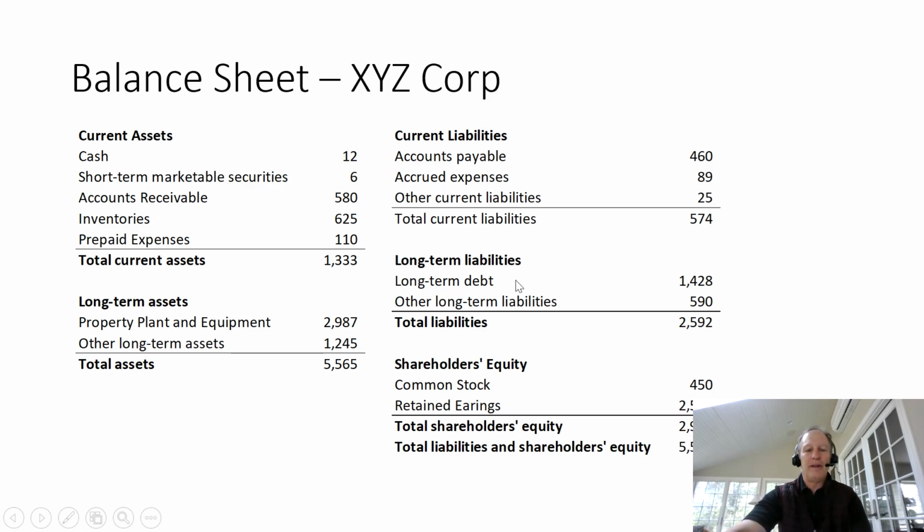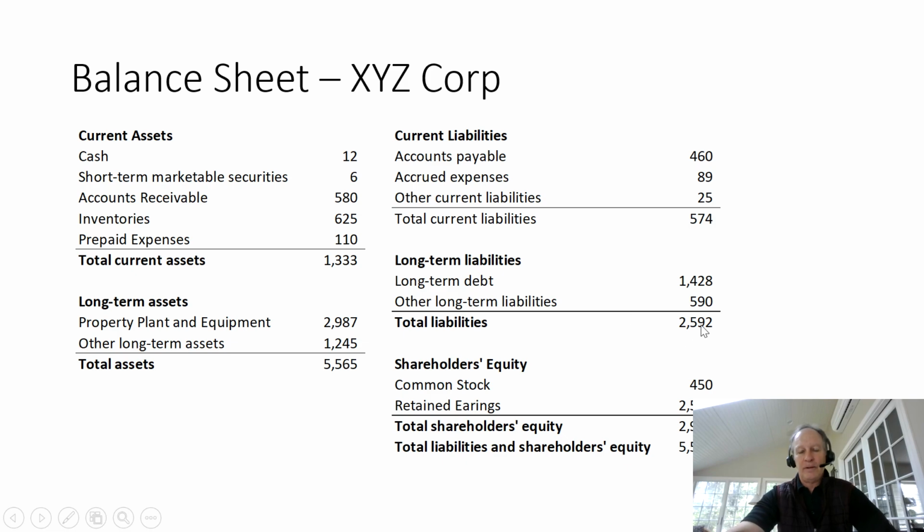Then you've got long-term liabilities, long-term debt. These are bonds or even bank loans that extend beyond a year. Other long-term liabilities, those are in there too. Those could be leases, things like that. Lease payments that you owe. So you've got all that.